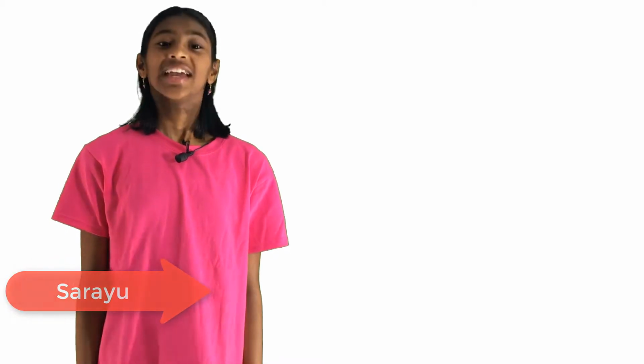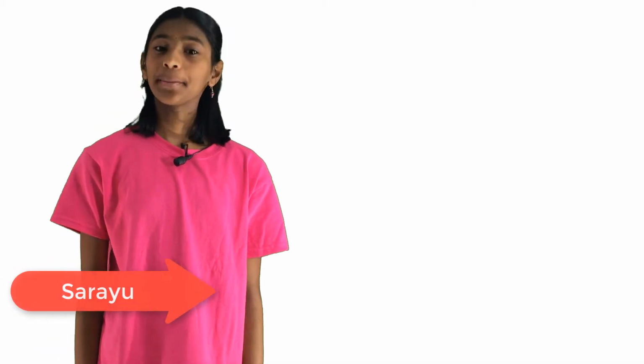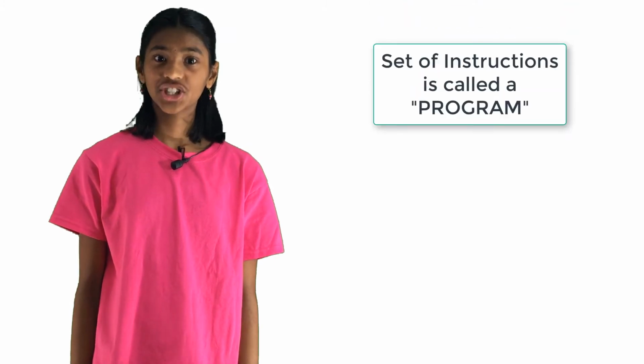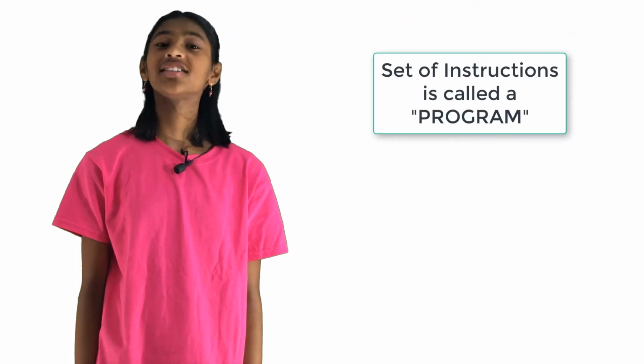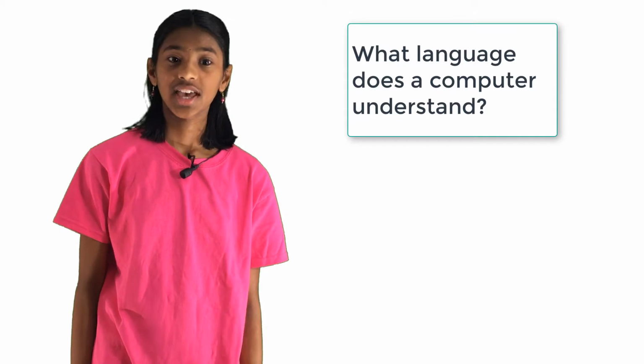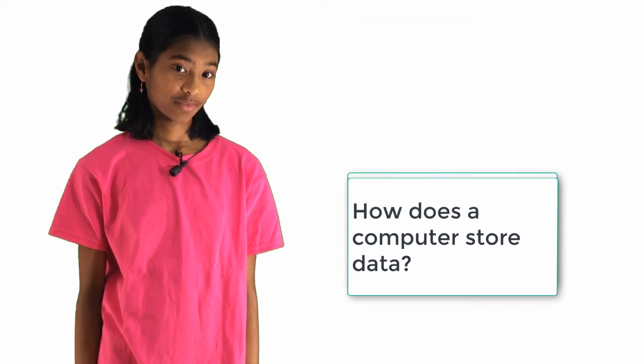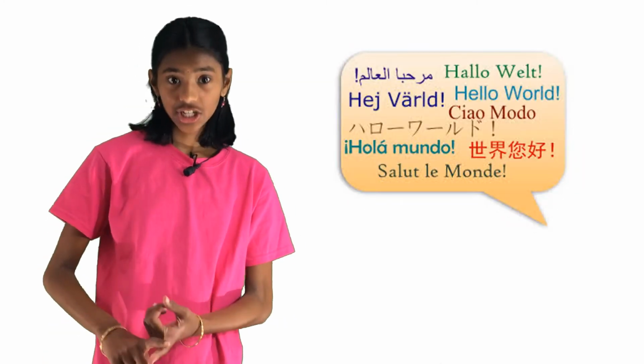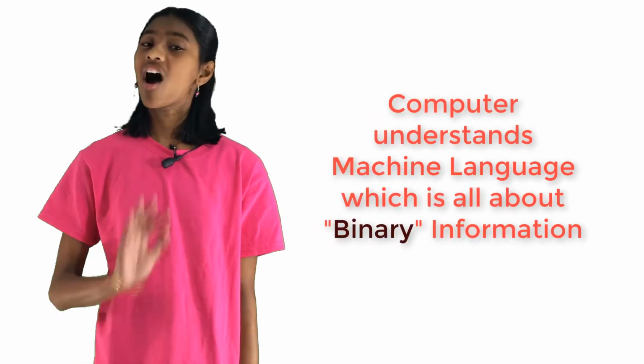Welcome back. In my earlier session, I mentioned how a set of instructions in memory is called a program. In this session, let's explore what a language a computer understands and how it stores data. As humans, we understand languages like English, Spanish, etc. Likewise, a computer understands a language called machine language. A machine language is all about binary information.